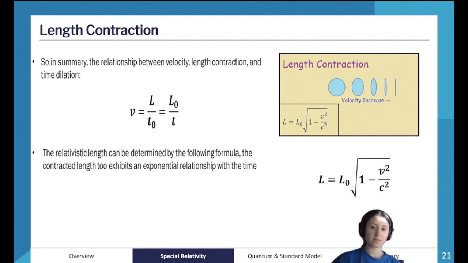Okay, let's get into some more of length contraction. In summary, the relationship between velocity, length contraction, and time dilation is summarized right here. And this is how you can determine the velocity of an object moving.